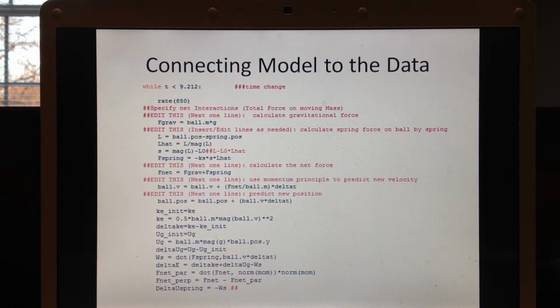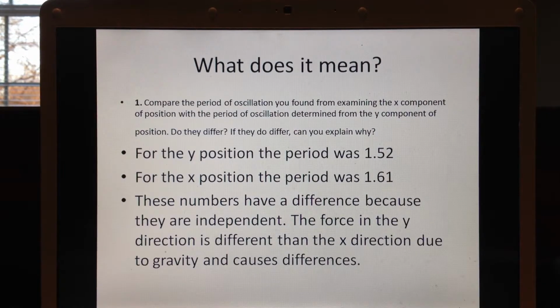Delta E is just the change in kinetic plus the change in potential minus the work. The parallel and perpendicular forces were calculated to find the momentum, which isn't actually relevant here. The change in the potential spring is just the negative work. So what does it mean?